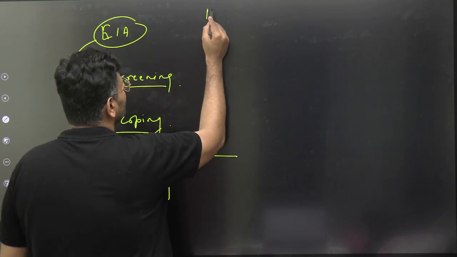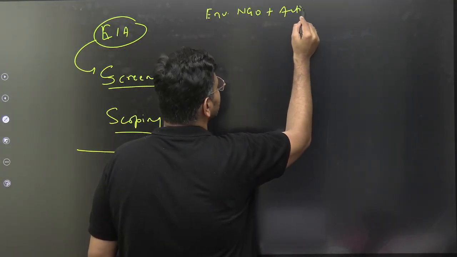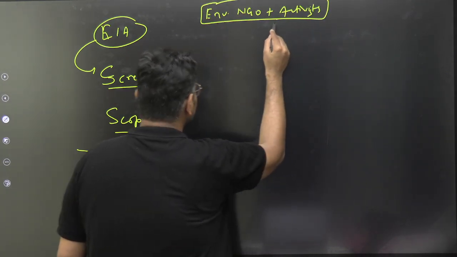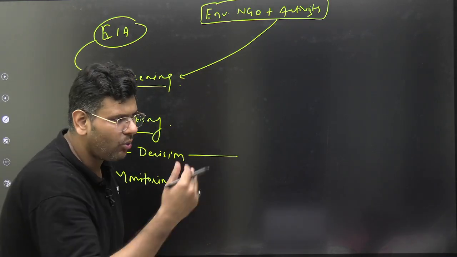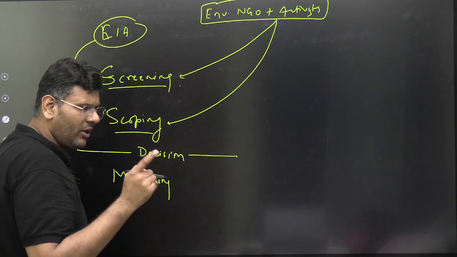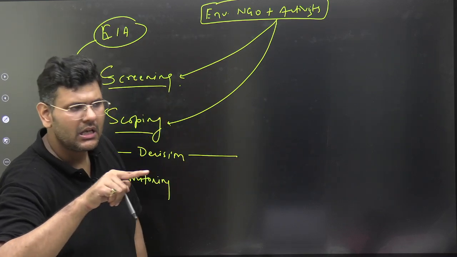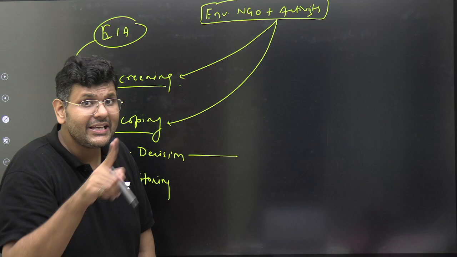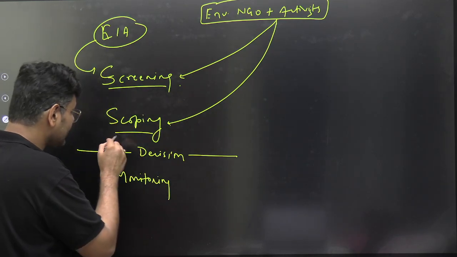If I have environmental NGOs plus activists, they can keep on pressurizing at each level of screening when the project is being seen at the prima facie level, on what the project is going to do. They can pressurize at the scoping level on what exactly is the scope of this project, how many environmental entities are going to be lost, what is the feasibility, what is the economic and social cost foregone. We will study this in scoping.